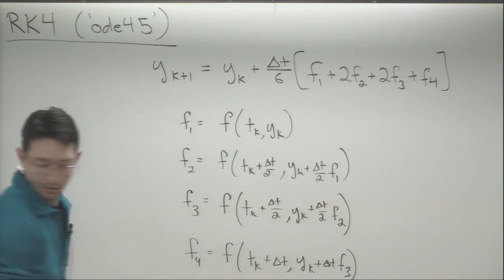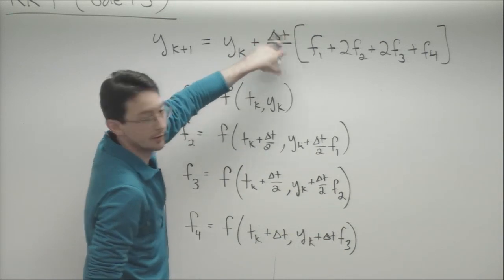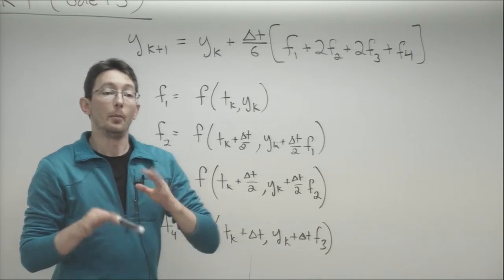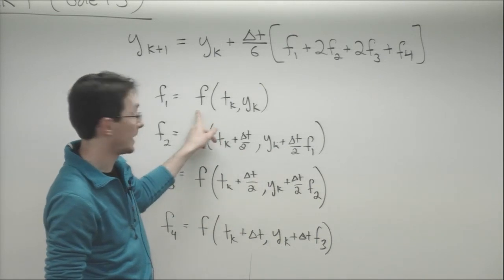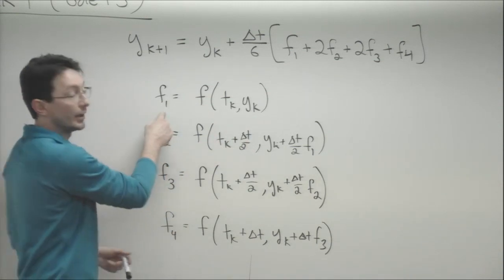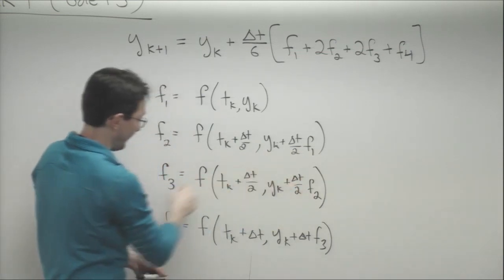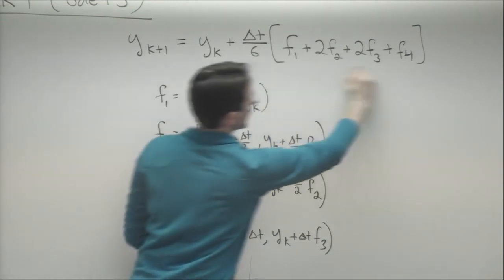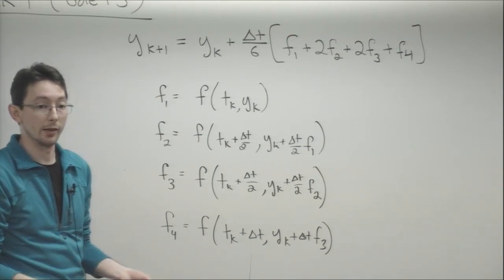Okay, so I haven't explained to you why we have a delta t over 6 times all of these f's, and why we're evaluating these intermediate points. But at least now this is something that we could code up in MATLAB. If I have some right-hand side function f that takes in a time and a spatial vector, I can evaluate it to get f1. Then I can plug that in to get f2. And then I plug that in to get f3, and that in to get f4. And now I have these 4 vectors. And I can add up this expression to get y at time k plus 1. Okay, so we could at least code this up.